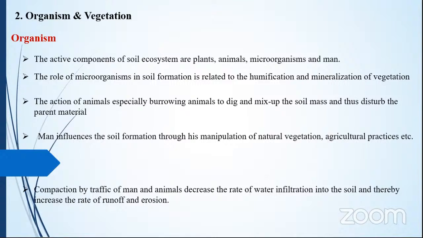We may add different fertilizers, and we may add different composts. Due to that, what will happen? We will produce some different plants. This will also influence the soil formation.